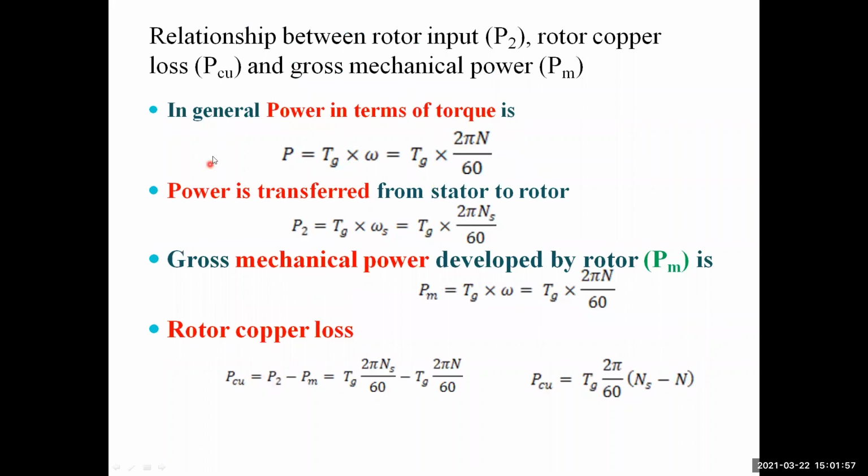Understood? In general, power is equal to torque into omega, where omega is equal to 2 pi N by 60. So power is transferred from stator to rotor. And the gross mechanical power developed PM is equal to, so like this. Rotor copper loss is nothing but rotor input minus mechanical power developed. So we will get it like this.